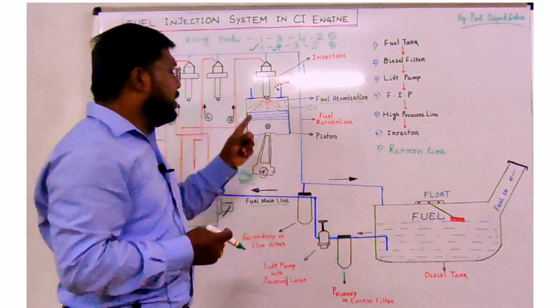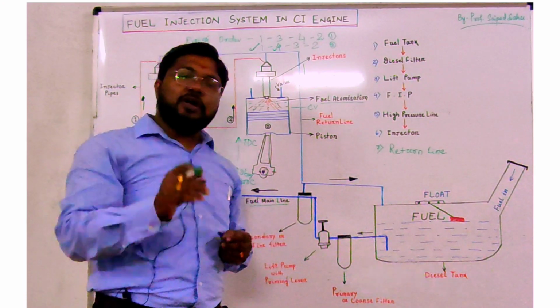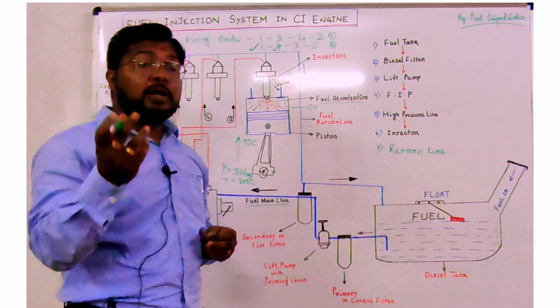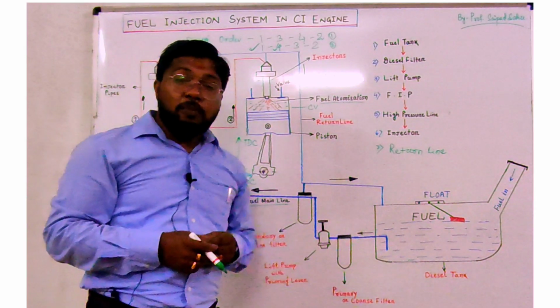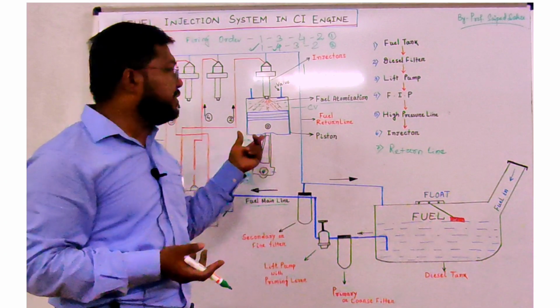Okay, that's why, as the compression ratio is high, the thermal efficiency of this CI engine, diesel engine, is also more, and we are getting a very good fuel economy. You can say we are getting more mileage than that of the SI engine.